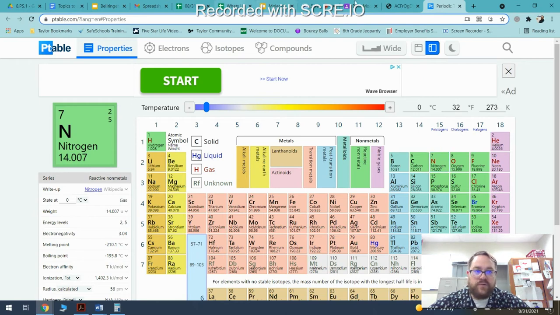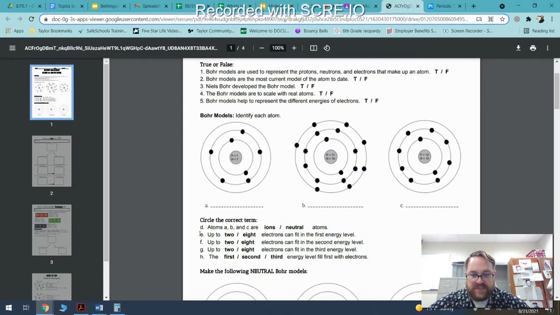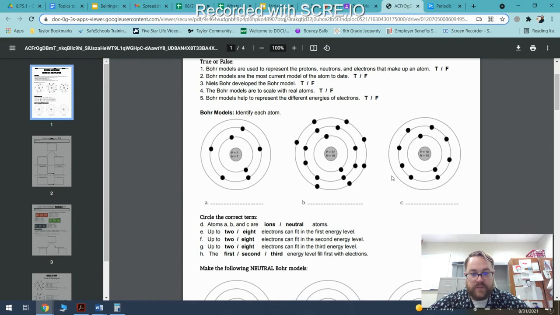So all you're going to do is, using Kami, since this is a PDF, type nitrogen right here. That's all you got to do. And then do the same for B and C. Find what element this is, find what element this is.